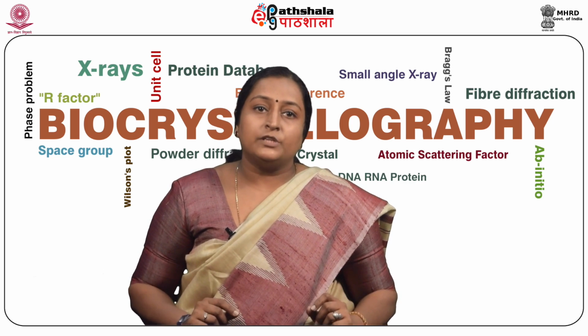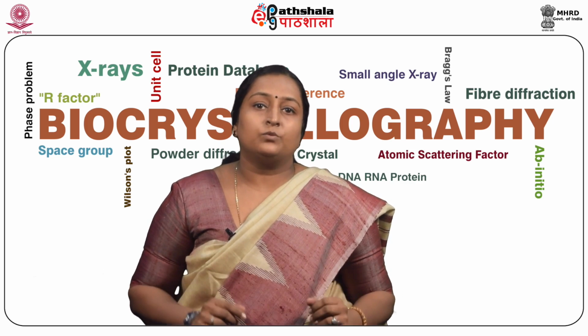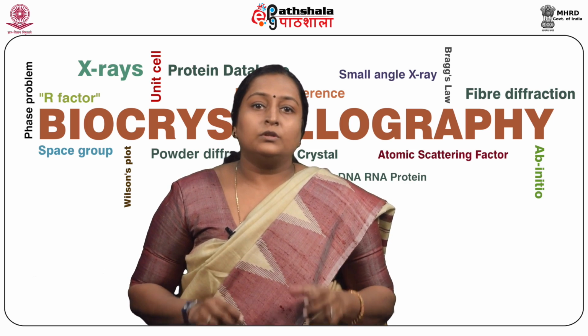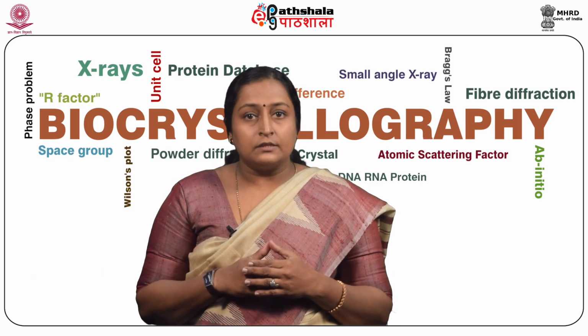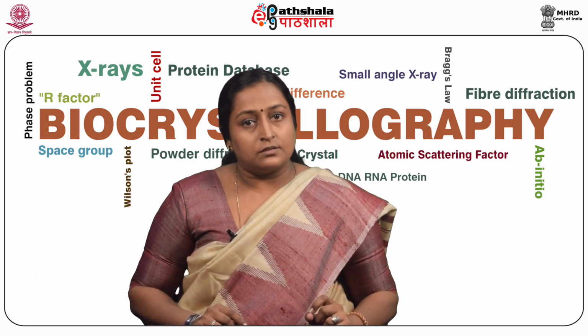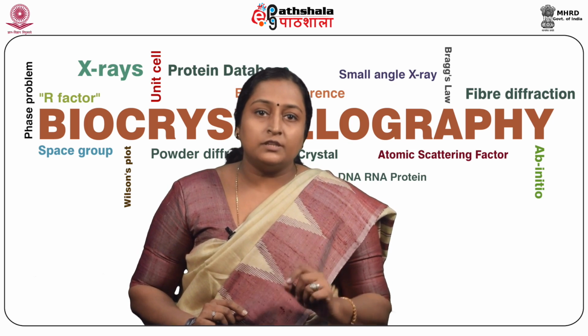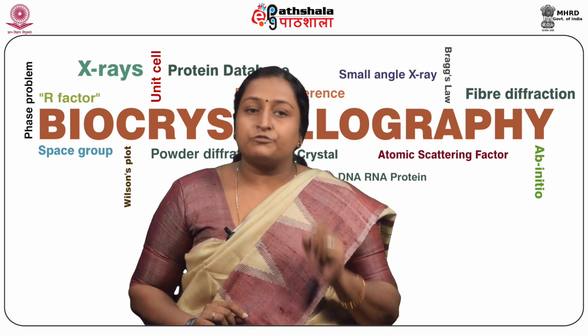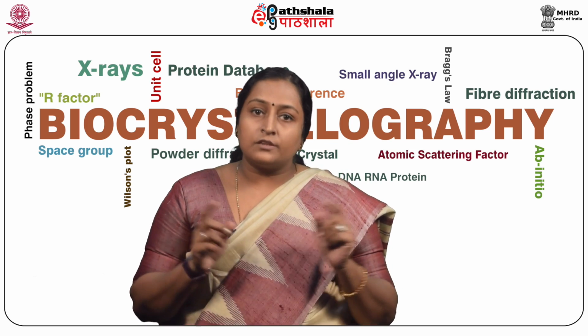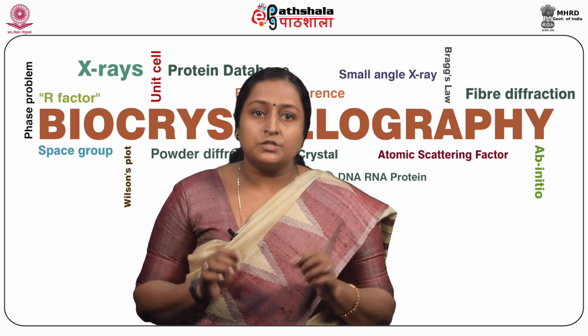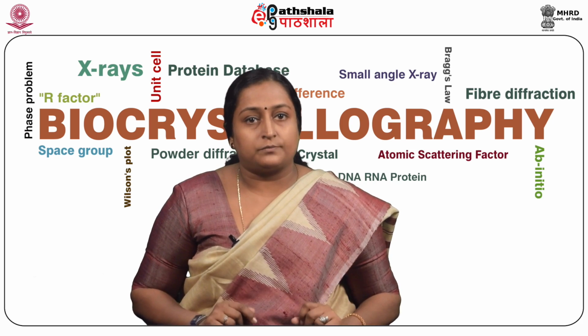And the other parameter is inconsistent or bad equivalence, which tells about the pair of observed reflections that should have the same intensities. But the diffraction data shows there is some difference in the intensities. These reflections are generally merged by using the command merge.